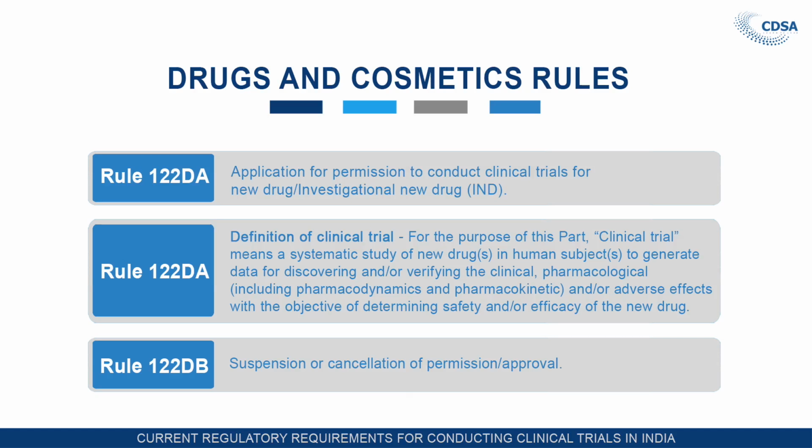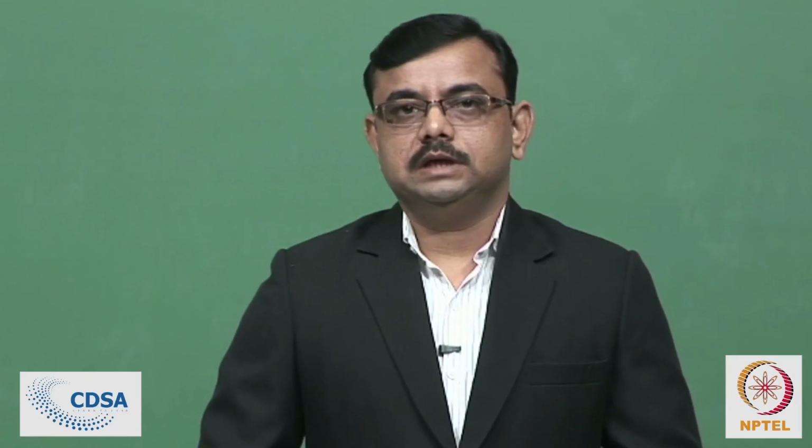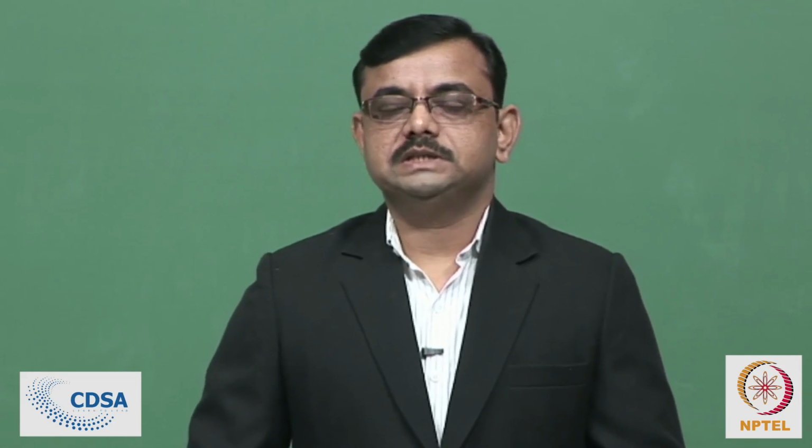The next rule, rule 122DB, is related to the suspension or cancellation of permission or approval. Whatever permissions are given, if the licensing authority finds that the permission given with certain conditions has not been complied with by the importer or manufacturer under this part, then the licensing authority, after giving a show cause notice, may suspend or cancel that permission as per rule 122DB.